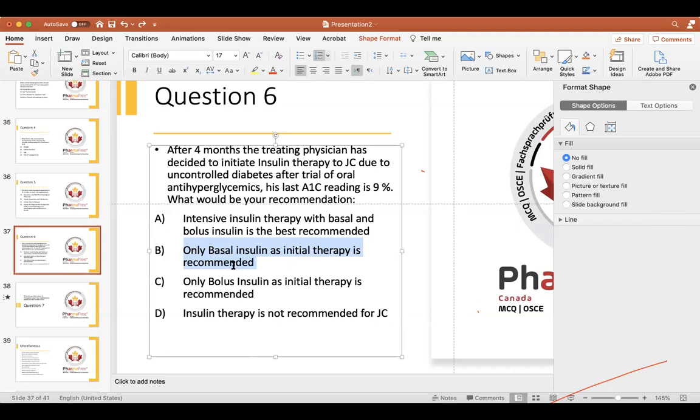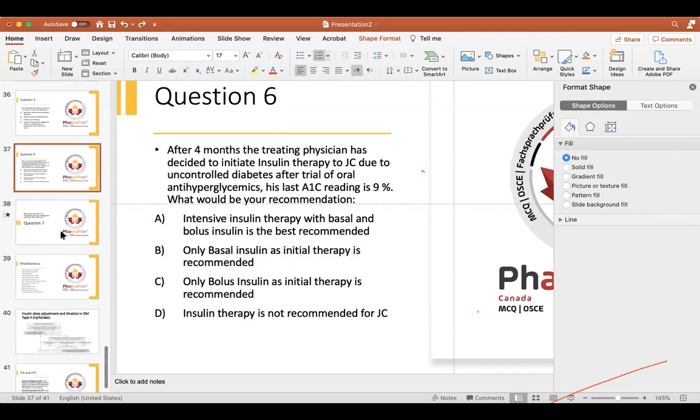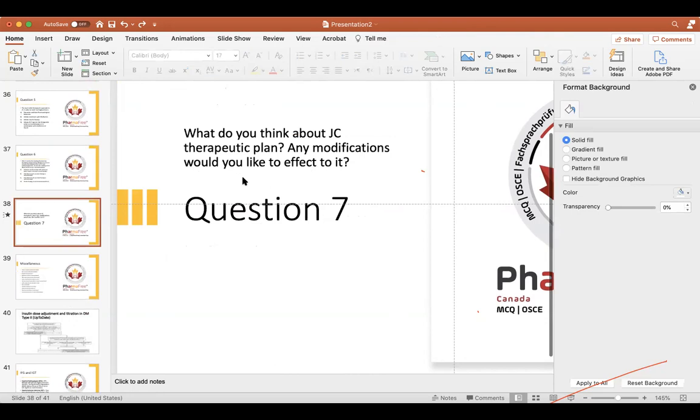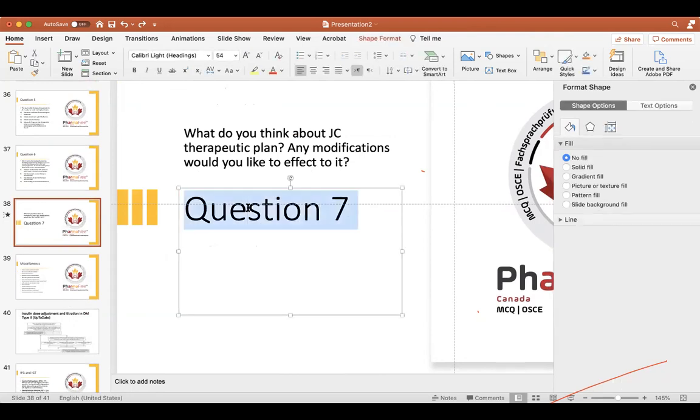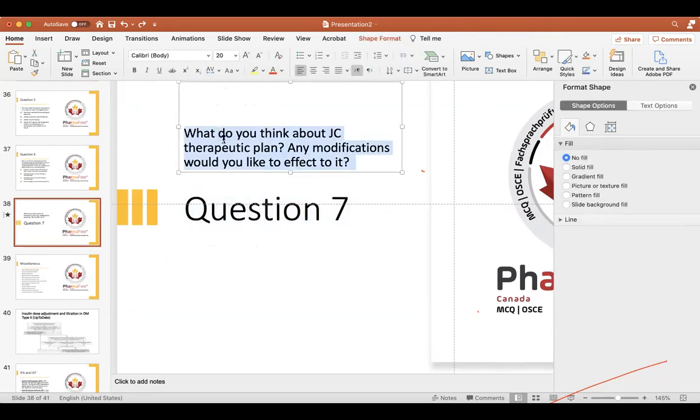Okay, perfect. So basal insulin is the correct answer. So the answer here is B. Intensive, no. Bolus, no. Therapy, we can give insulin therapy. Perfect. Question number 7. Yes, it's not an MCQ question.